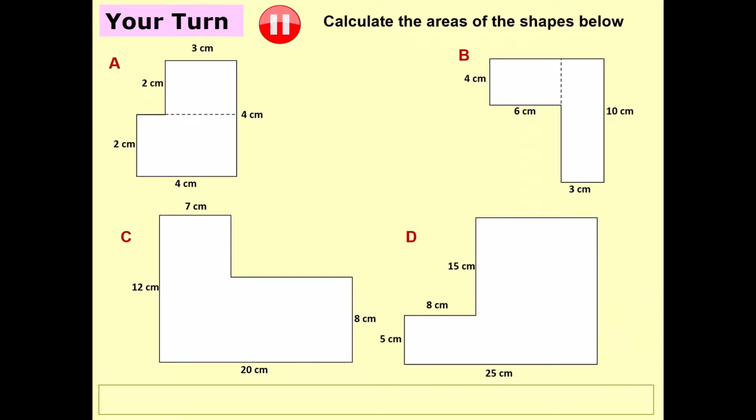Okay, if you pause the video here and give these 4 questions a try, please can you draw each question out? If needed, particularly C and D, definitely draw them out, because you're going to need to split those shapes up yourself. So pause the video here and please find the area of the shapes below.